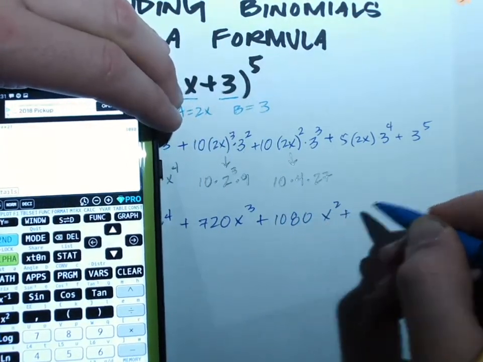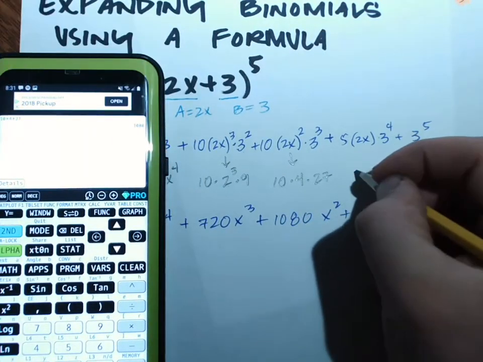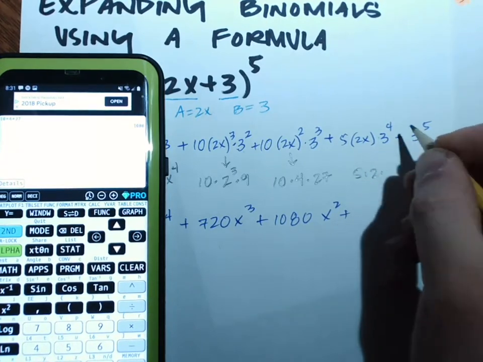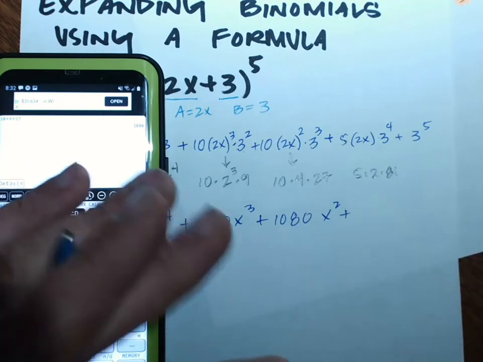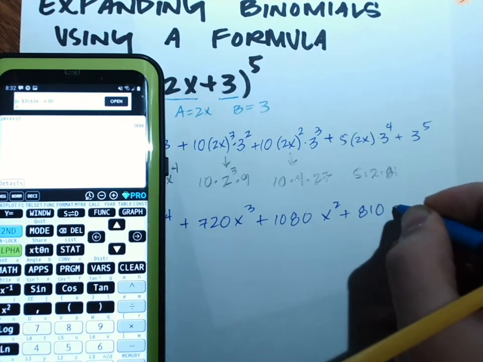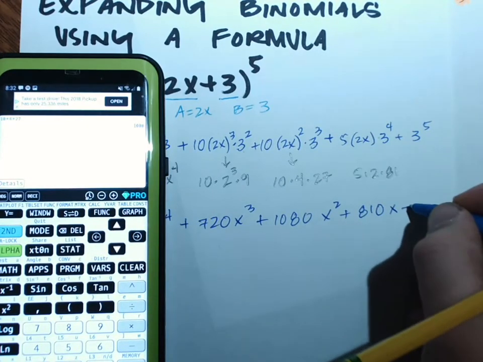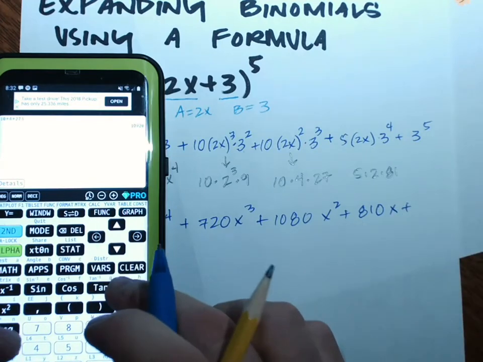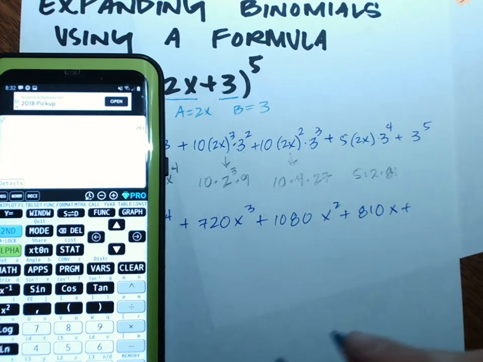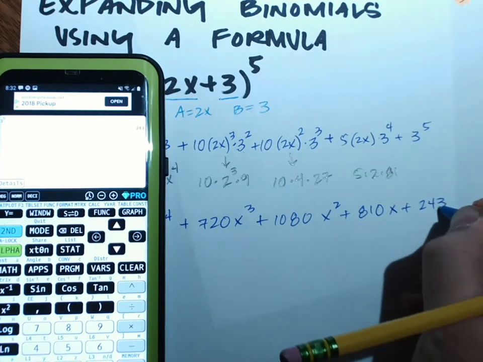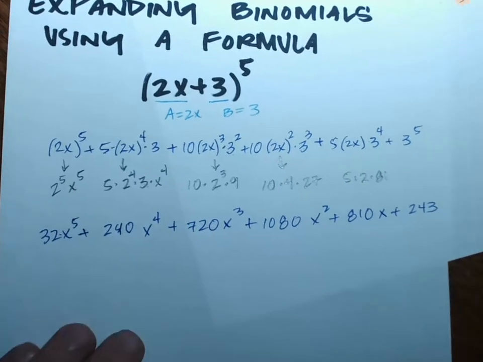And then let's go ahead and do this one. 5 times 2 times 81 is 810x, and then 3 to the 5th, 243.